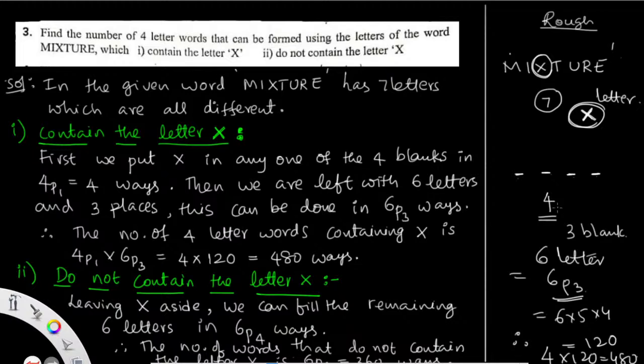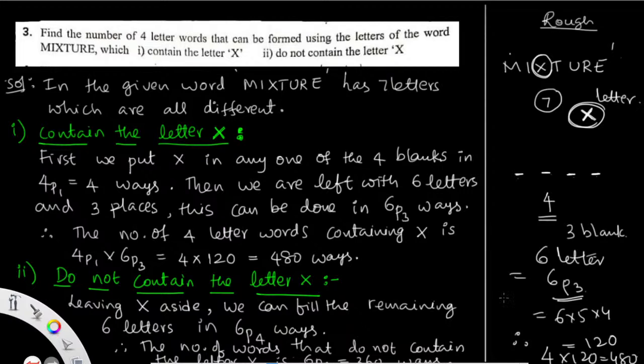Filling this means 4 ways. If X is in any one place, then we have the 3 blank places remaining. So 3 blank places. The letter X has been eliminated, that means it was fixed in any one of the boxes. The remaining letters are 6. 6 letters, 3 blank places. So this can be done in 6P3. Therefore, the number of 4-letter words containing the letter X is 4 ways in the first case and second case, 4 into 6P3, that is 4 into 120, which comes to 480 ways.